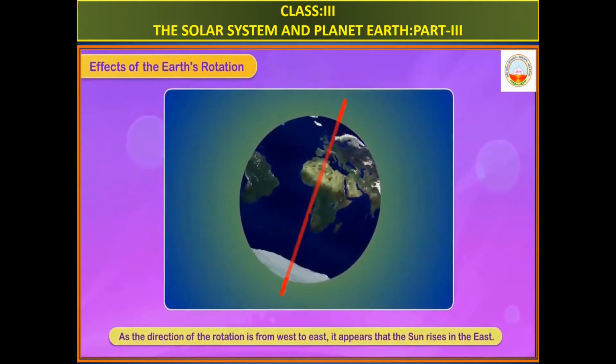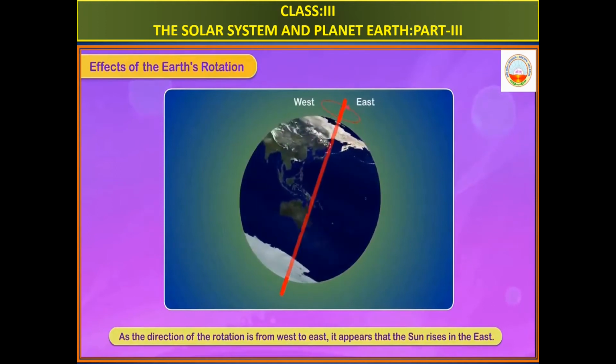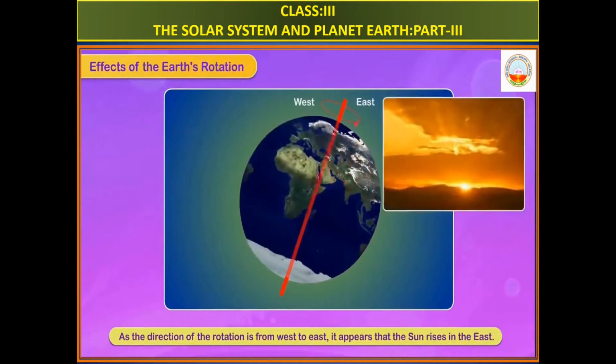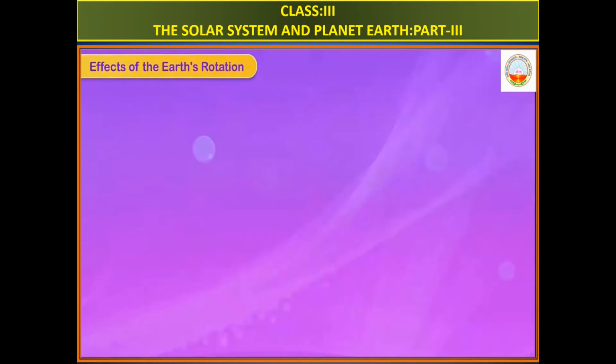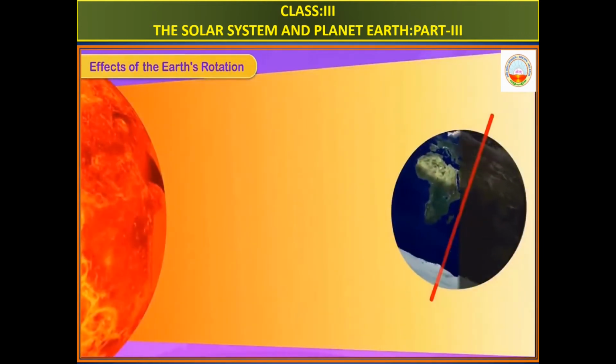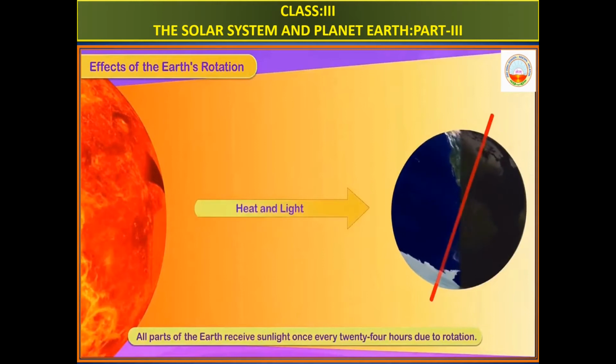As the direction of the rotation is from west to east, it appears that the sun rises in the east. It is only because of rotation that all parts of the Earth receive sunlight once every 24 hours.